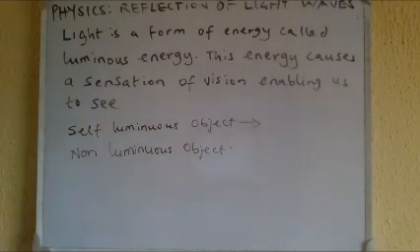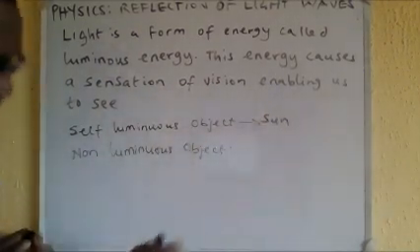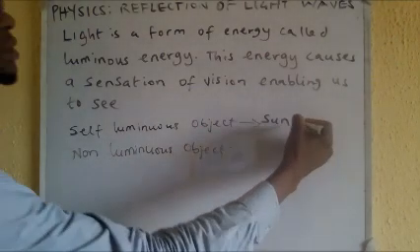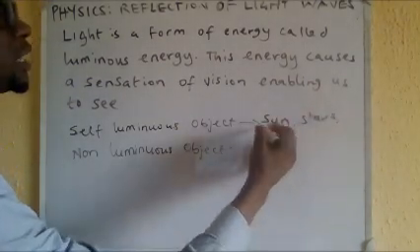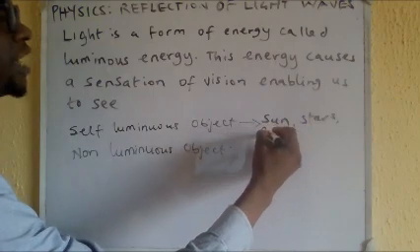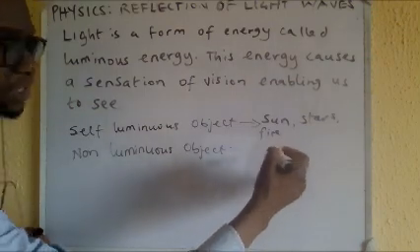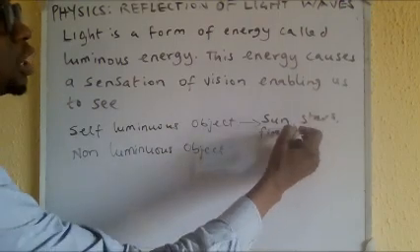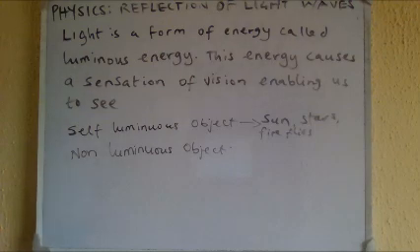Examples of luminous objects are the sun. The sun can radiate light. You have the stars, even fireflies, natural animals. Fireflies can also radiate light. They are luminous objects.